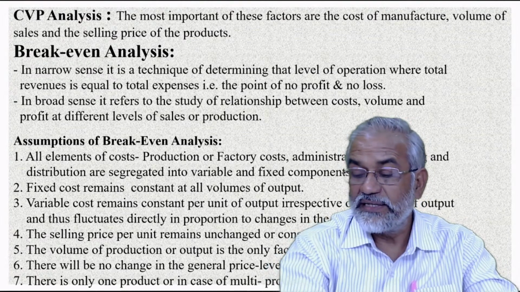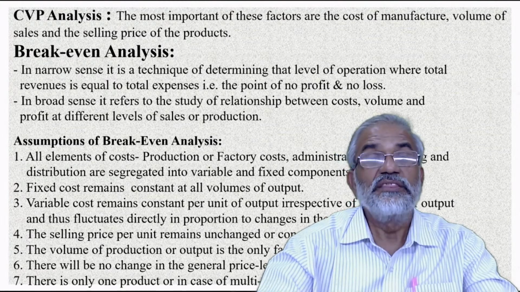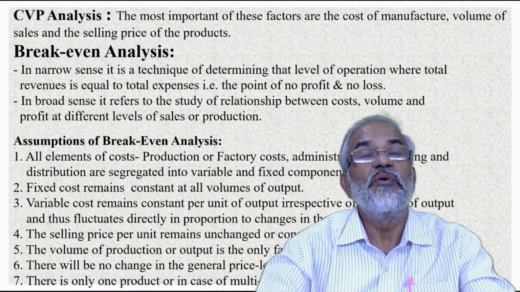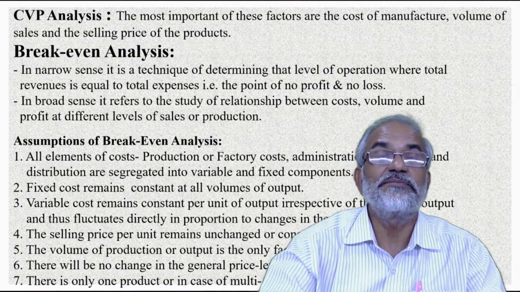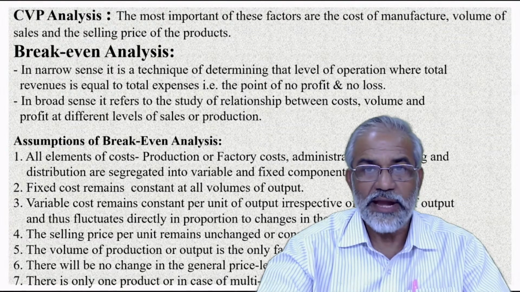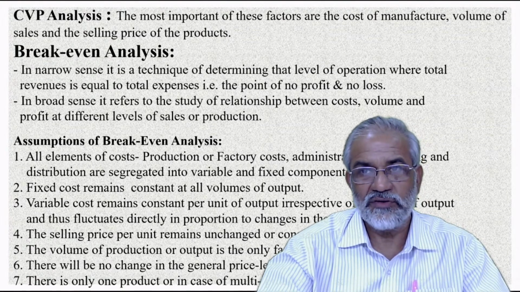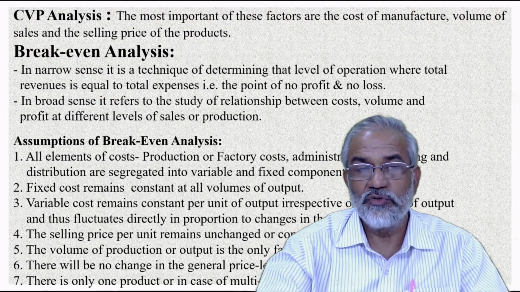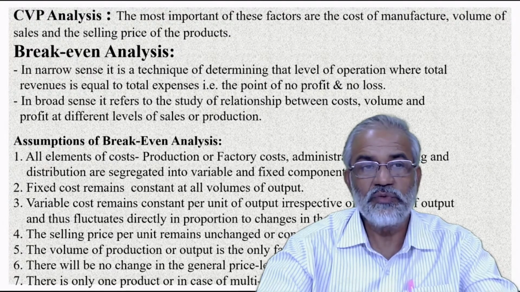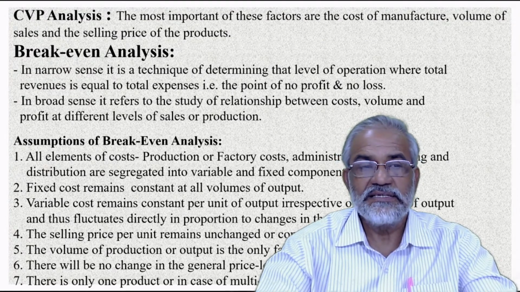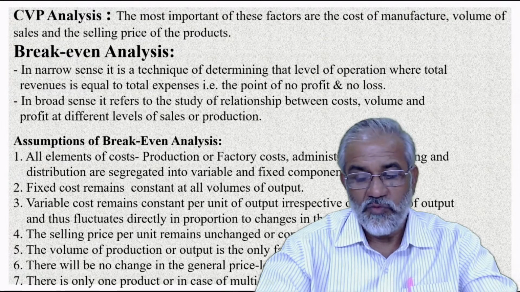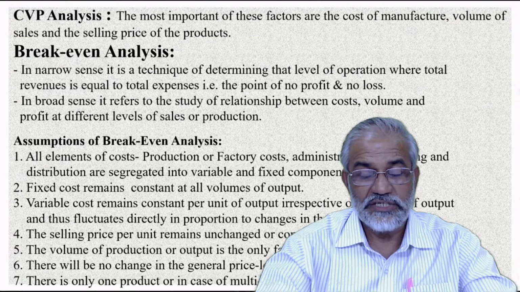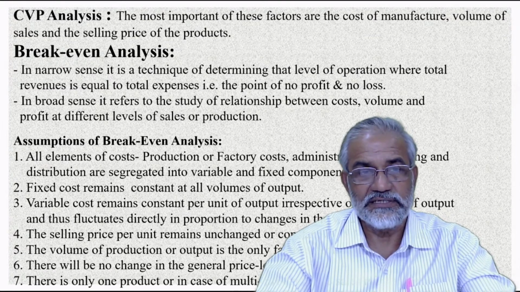Cost volume profit analysis: the most important of these factors are the cost of manufacture, volume of sales, and the selling price of the product. Cost is the manufacturing cost of the product. Volume means the volume of sales in respect of that particular product. And the selling price means the unit selling price of the organization, basing on which we need to determine the contribution and other things.